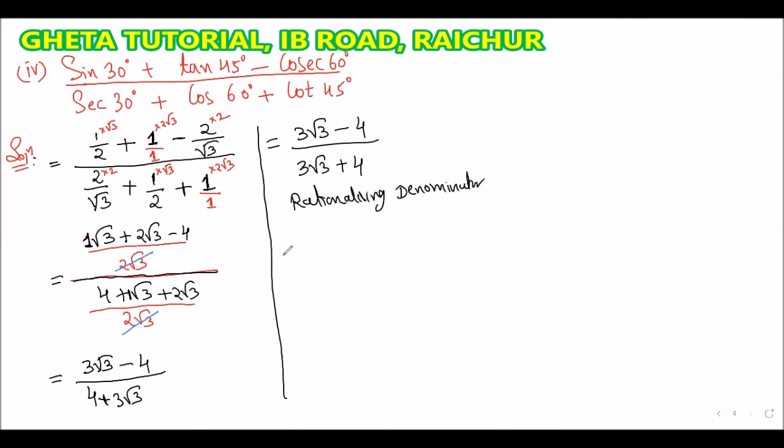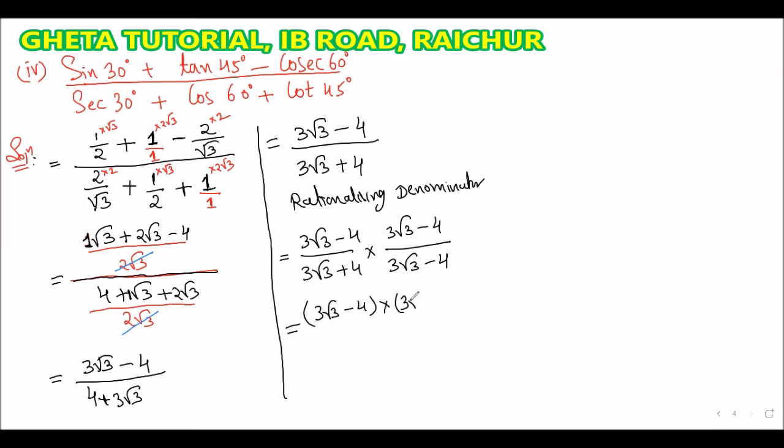Rationalizing the denominator means you have to multiply and divide by the denominator with the sign changed. The denominator is 3 root 3 plus 4, so I write 3 root 3 minus 4 divided by 3 root 3 minus 4. Now the numerator is 3 root 3 minus 4 multiplied by 3 root 3 minus 4, divided by 3 root 3 plus 4 into 3 root 3 minus 4.